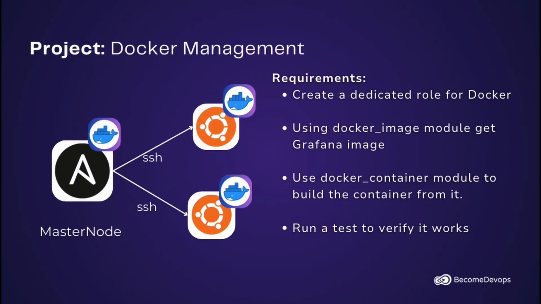We need to install Grafana from a container that will be provisioned on both our target nodes that are running Ubuntu. So this is where we have the orange icon here on the picture, and both of the machines are being managed from Ansible. So basically our master node will be responsible for managing and configuring both target machines with Docker. In order to accomplish our project, we will need to do the following requirements.